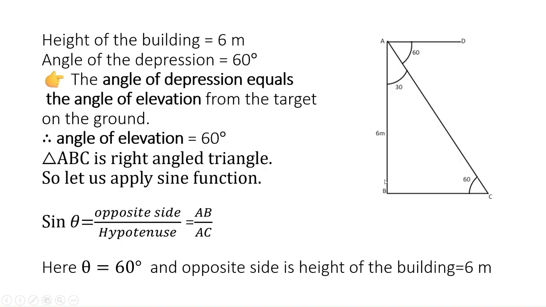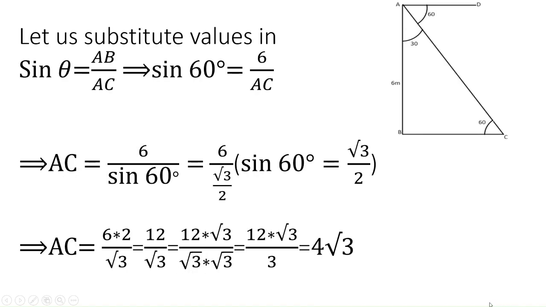What is the opposite side with respect to 60 degrees? It is nothing but the height of the building, AB. Hypotenuse is nothing but AC, which is the distance between the observer and the object which is on the ground. Okay, so we are just substituting all those values here. Now, let us substitute the values in sine theta: AB by AC. Sine theta is nothing but 60 degrees, that is the angle of elevation.